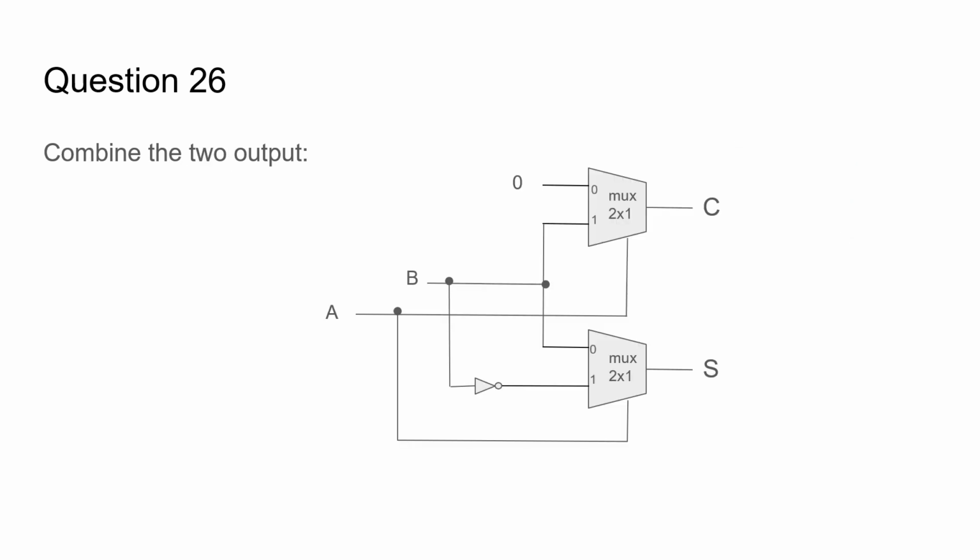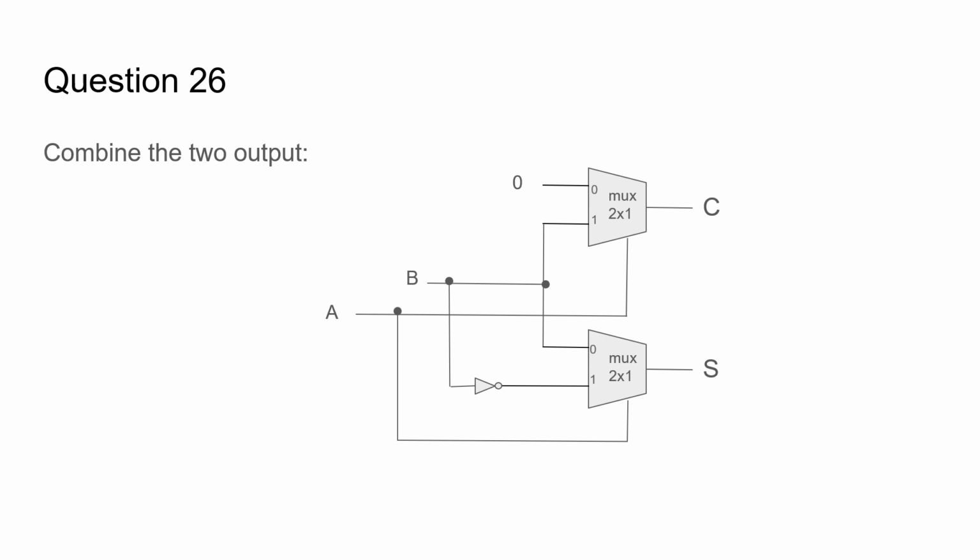Now, let's combine the 2 outputs and the 2 multiplexers. We can use A as the enable bit, so we connect A to the multiplexers of carry and sum, and we use an inverter for the B input for the sum multiplexer at place 1, and B is connected to the carry multiplexer at place 1 and the sum multiplexer at place 0.